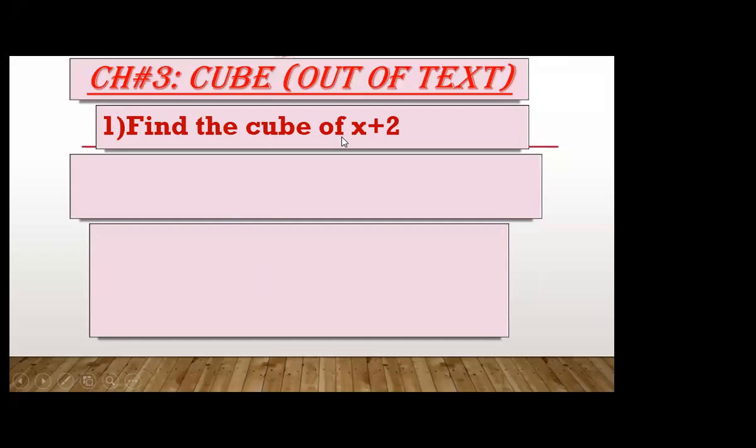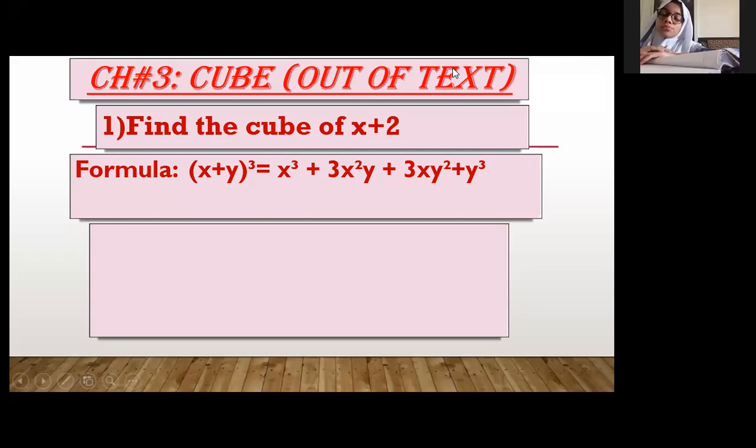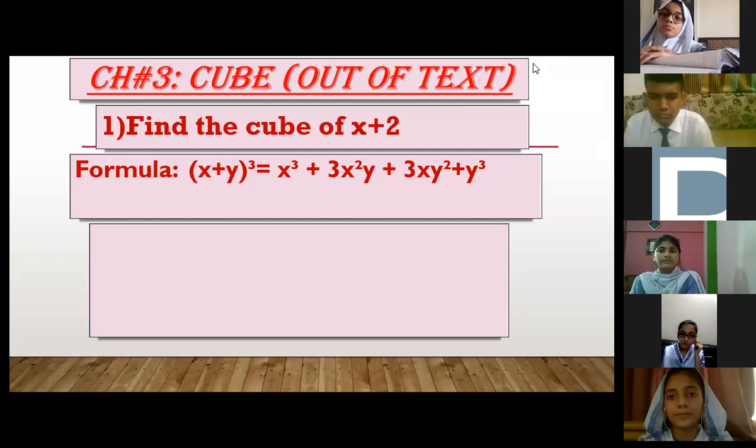Find out the cube of x plus 2. First, write down the formula. Here the binomial contains the plus sign, so we can write x plus y. We can use the formula: x plus y whole cube is equal to x cube plus 3x square y plus 3xy square plus y cube.